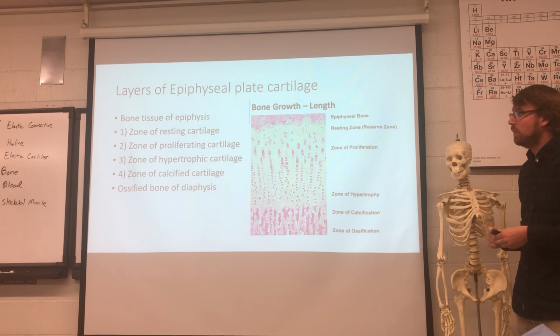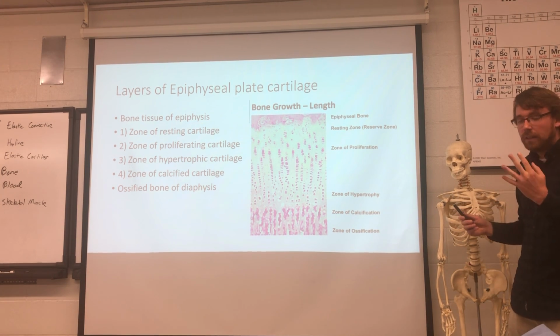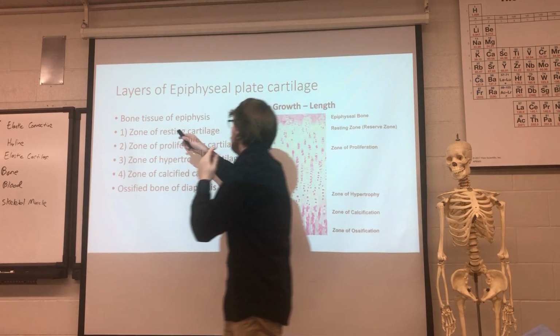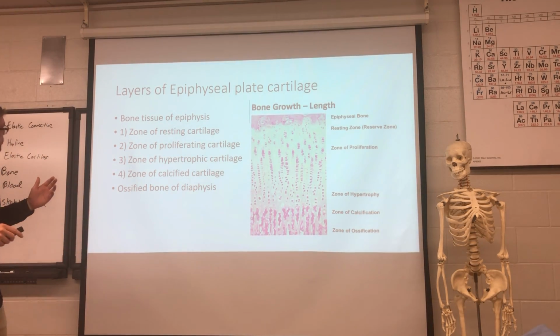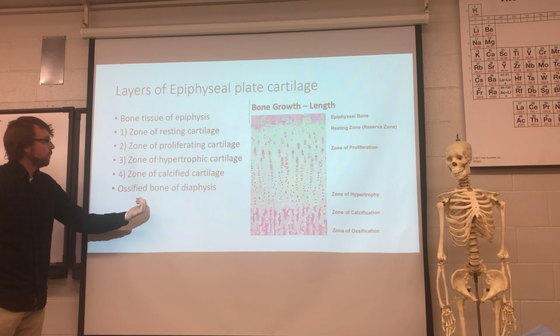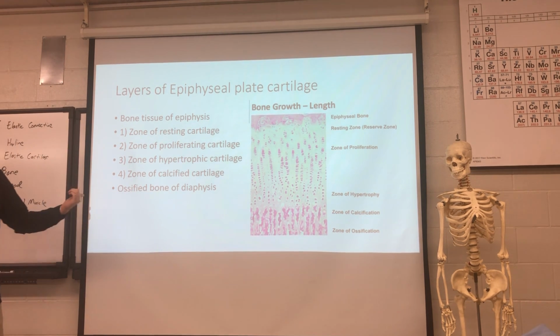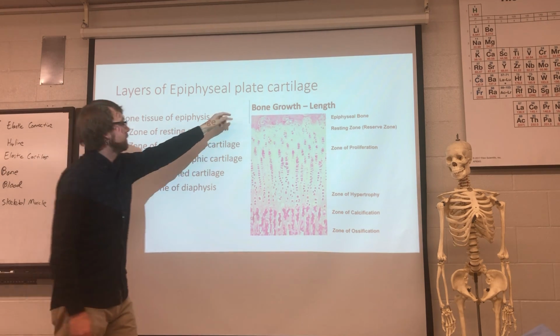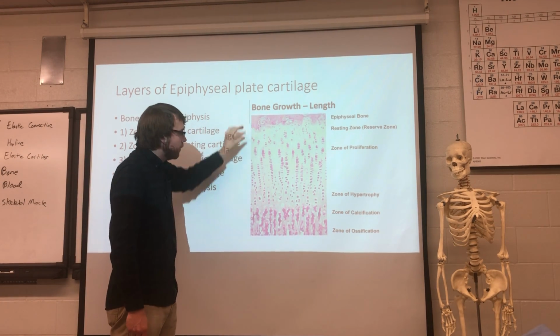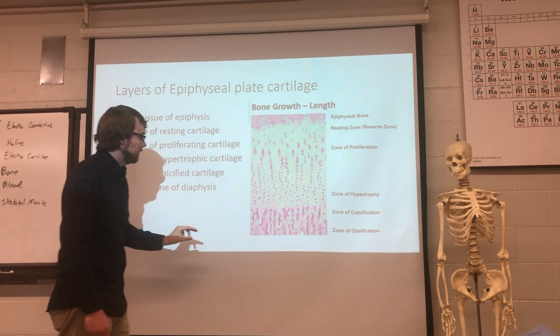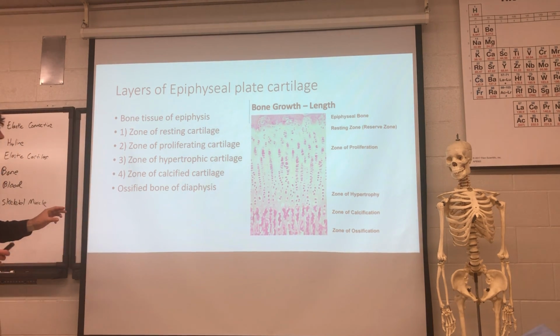So there are 4 layers of this cartilage. Starting with the bone tissue of the epiphysis, we have the zone of resting cartilage. Then we have the zone of proliferating cartilage, the zone of hypertrophic cartilage, the zone of calcified cartilage, finally we reach the ossified bone of the diaphysis. So this spans from the epiphyseal bone to the bone of the diaphysis, which is going to be getting ossified.